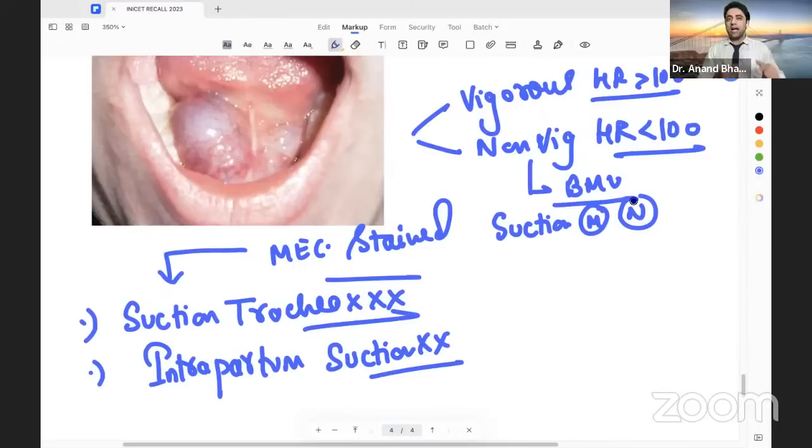What is non-vigorous? Heart rate less than 100. For heart rate less than 100, we all know we do bag and mask, but after suction of the mouth and nose. And what about a vigorous meconium stained baby? In a vigorous meconium stained baby, you don't do the bag and mask. You only suction the mouth followed by the nose.